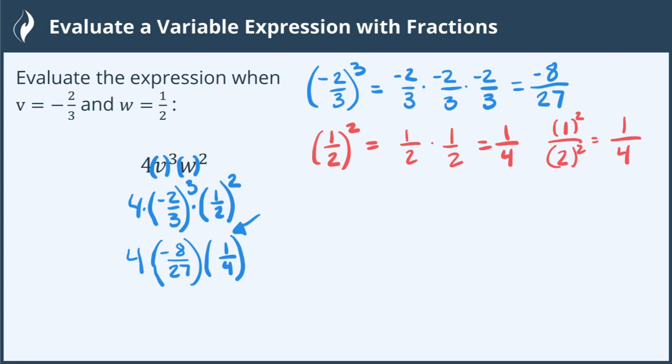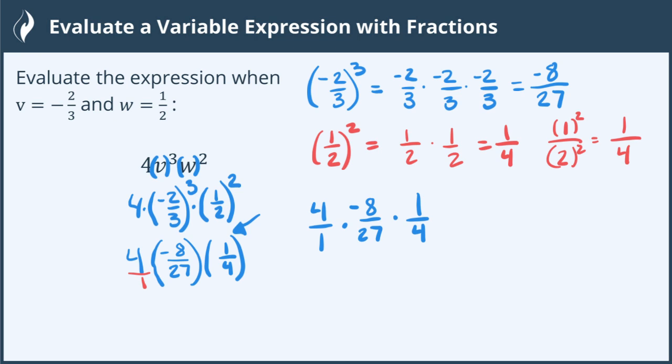Now I have 4 times negative 8/27 times 1/4. And it might be helpful to put this 4 over a 1 just so that I can see it's in the numerator. So I'm going to rewrite this: 4 over 1 times negative 8 over 27 times 1 over 4. And before I multiply all of those together, I'm going to see if there's anything that I can simplify. And to do that, I find every numerator and I check it against every denominator to see if I can divide something out of both of them.